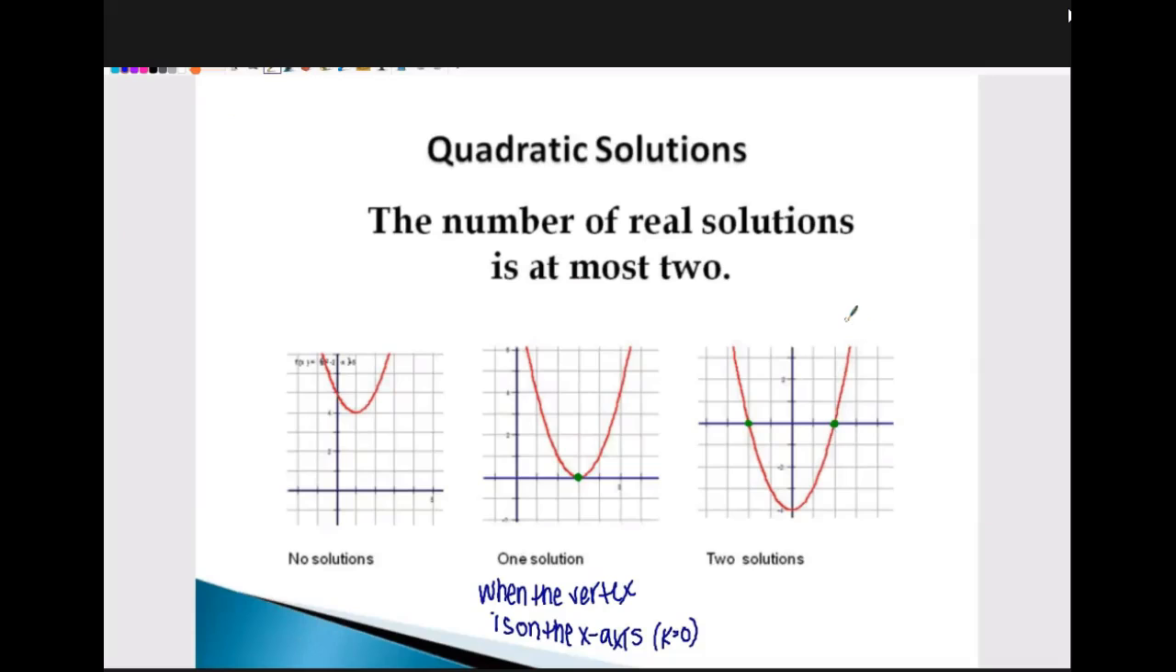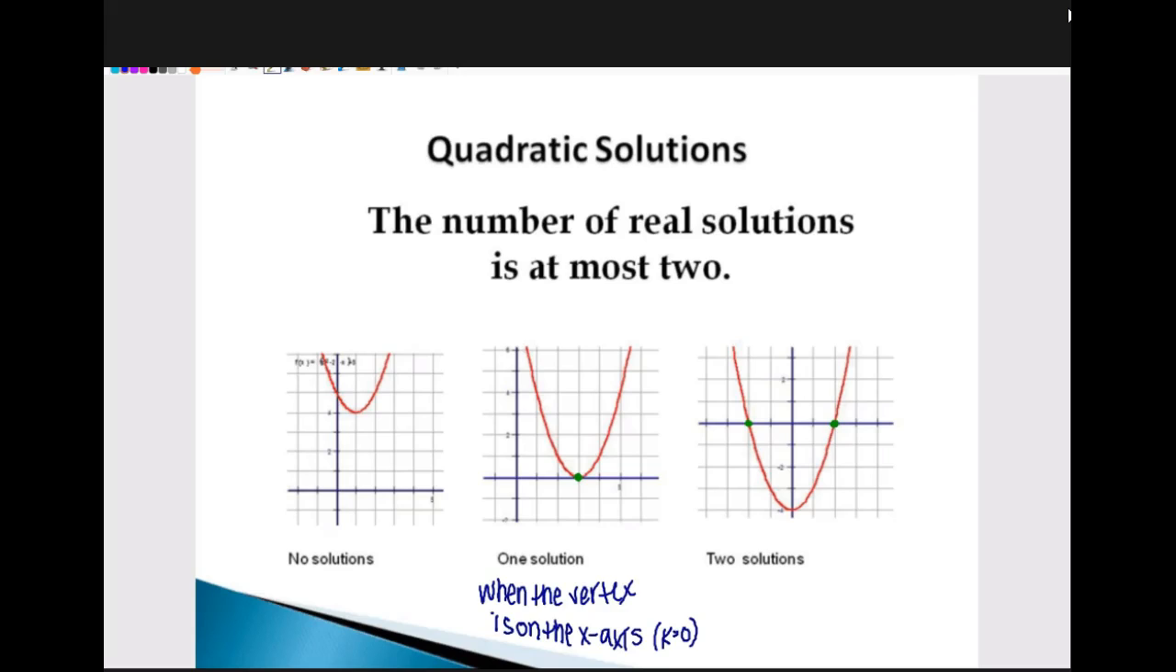So there are 3 types of solutions that we could possibly have when graphing a quadratic. Case 1 is no solution. That's when the quadratic does not cross the x-axis.